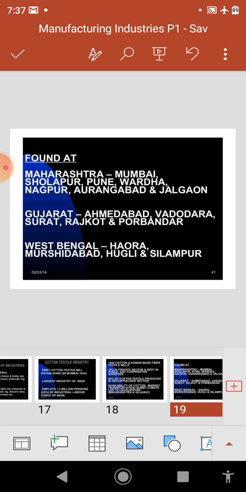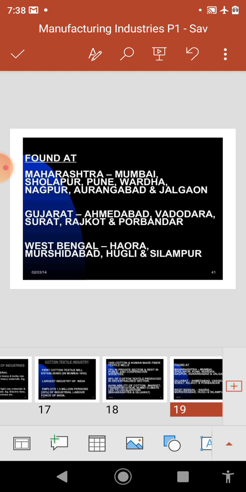In Maharashtra, we are getting many cotton textile mills. It produces 42.49% mill cloth and 16.65% yarn of India. In Maharashtra, Mumbai is the largest center in India, having 63 mills out of Maharashtra's total of 122 mills.